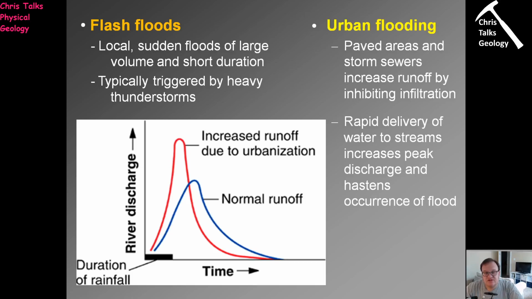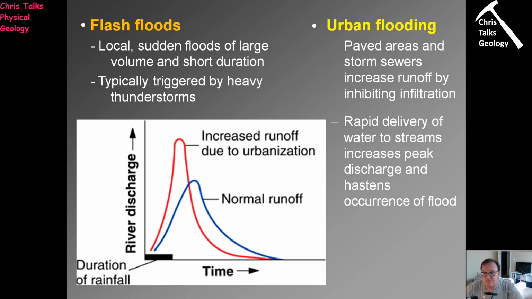So these situations where we have a very sudden increase in discharge causing sudden, in some cases unexpected floods, they're referred to as flash floods. Flash floods are typically localized, and they're sudden floods where we have a large volume in a very short duration. Most flash floods are triggered by heavy thunderstorms, although they can be triggered by other situations. Something like a dam bursting, for instance, can cause a flash flood.